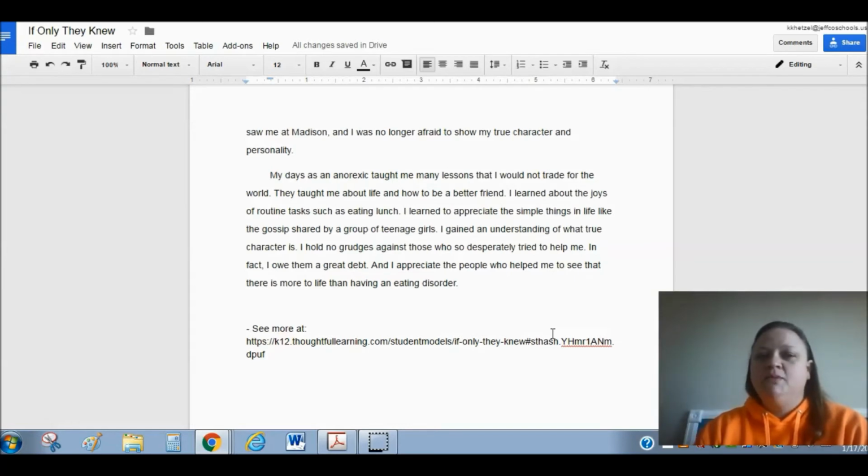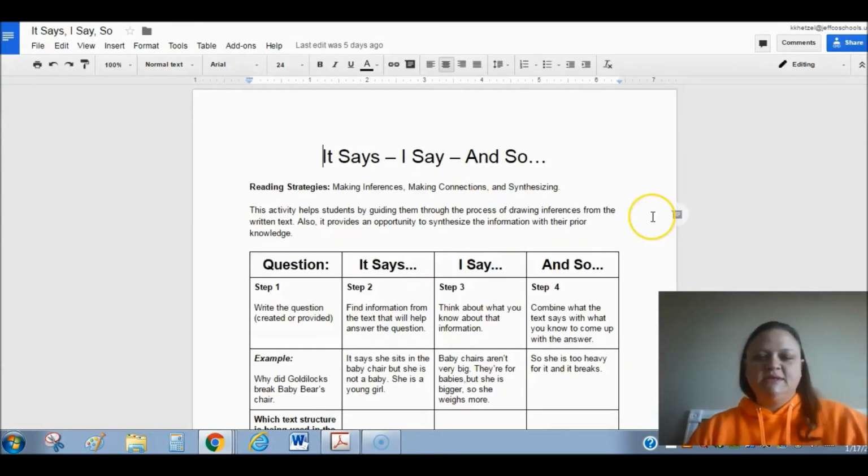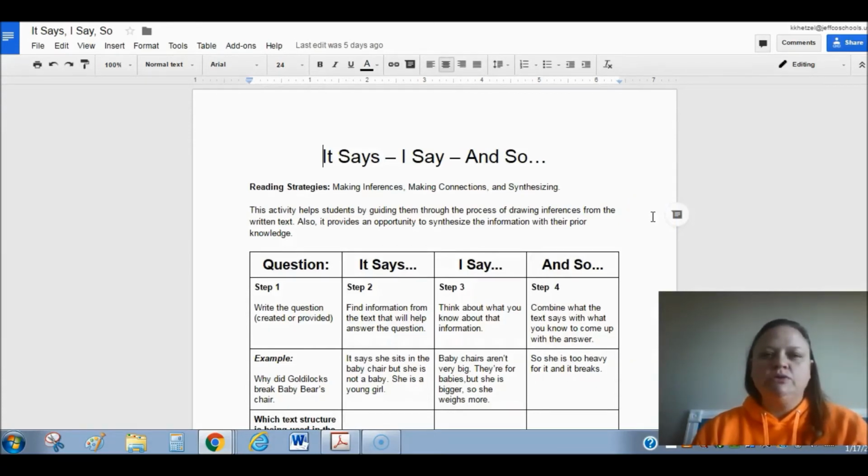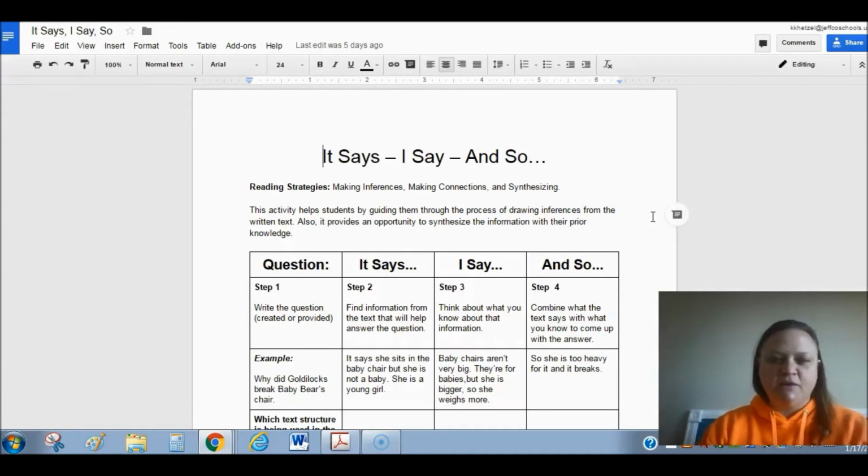And now I want to move over to your actual assignment for the week, which is the It Says, I Say, So activity. So I'm going to pull that up here. Give me just a second. Okay, kiddos, so here is your actual assignment for the week. The It Says, I Say, and So. I'm going to walk you through how I want you to tackle this assignment. It should actually be fairly helpful for you in determining the text structure.